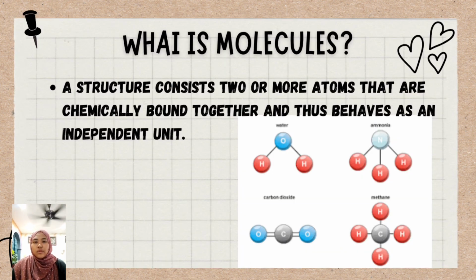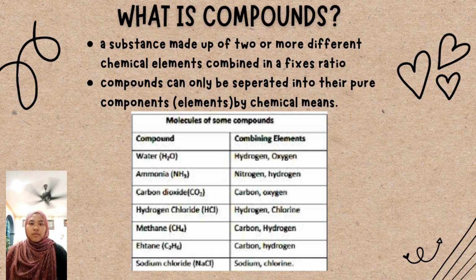What are molecules? A molecule is a structure consisting of two or more atoms that are chemically bound together and thus behaves as an independent unit. This is an example of molecules. First is water, H2O. Second is ammonia, NH3. Third is carbon dioxide, CO2. And lastly, methane, CH4.